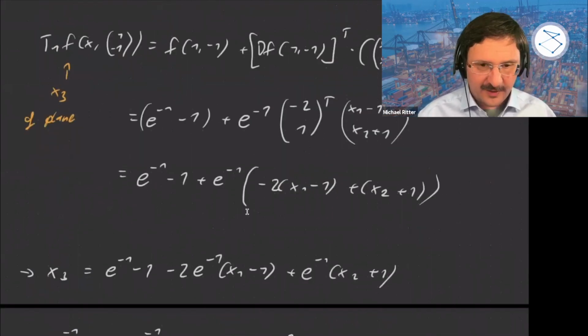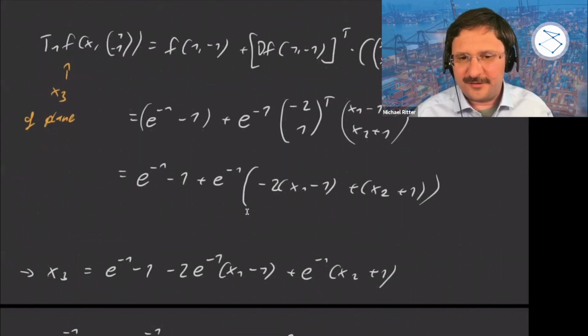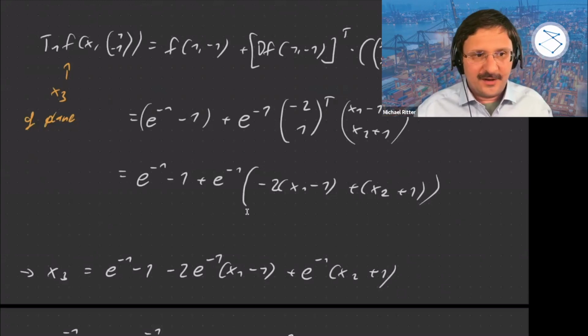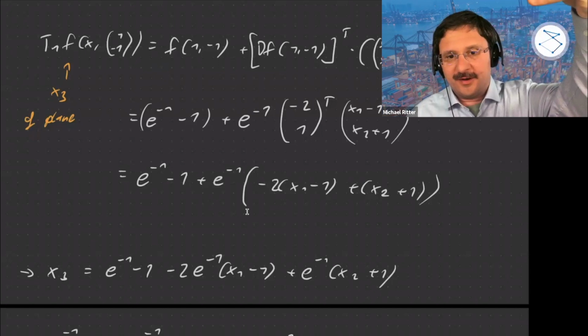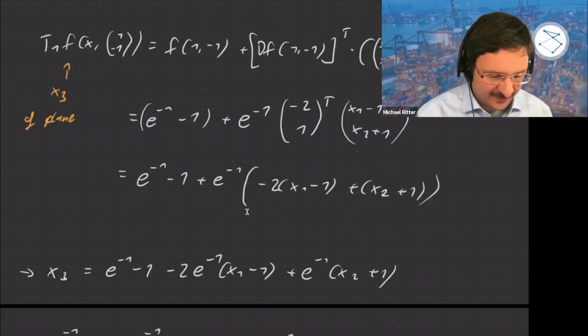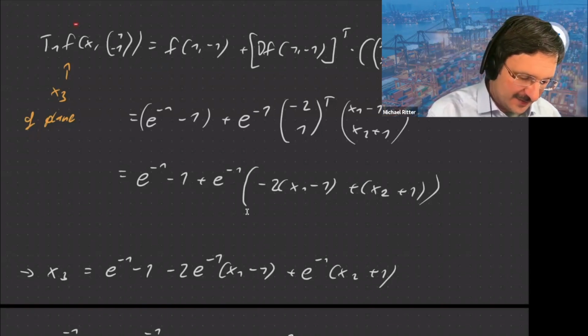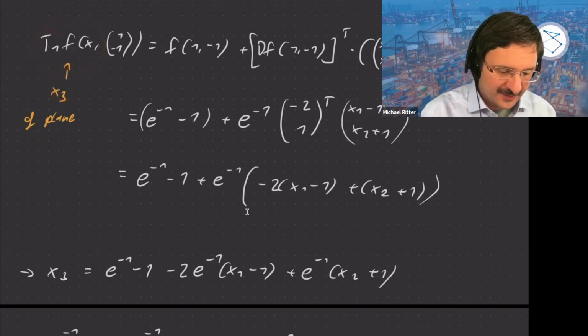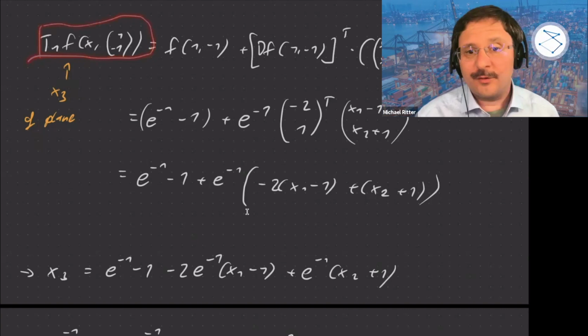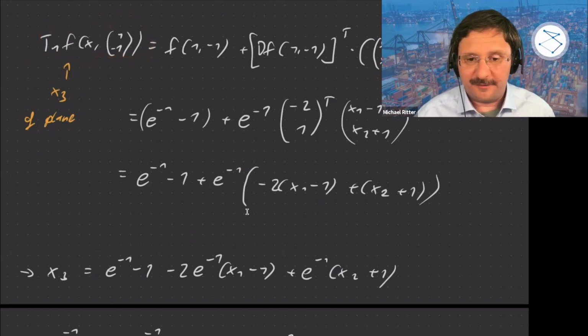Right? And if you want to do a plot of such a function, what we do is we plot the points given by x1, x2, and the function value. And that function value is our third coordinate. And that's why I'm saying this here is my x3. That's the third coordinate I need. And that corresponds to the function value of this affine approximation.